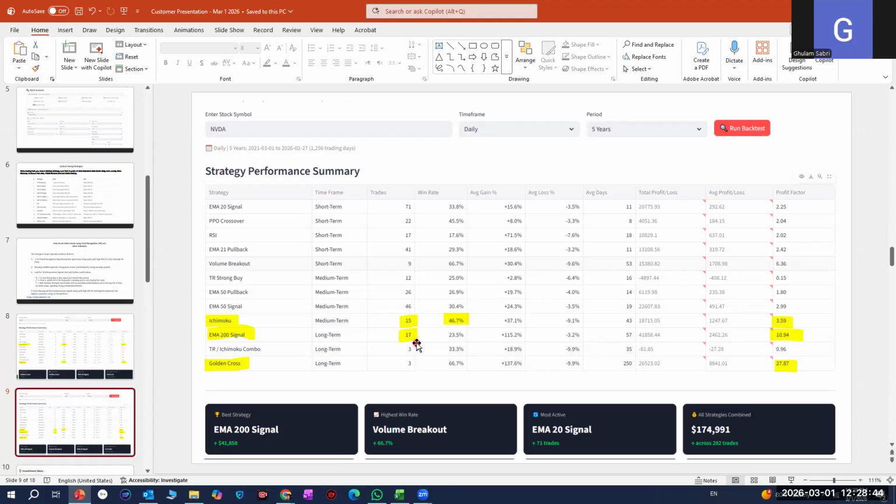It calculates, for example, that on each trade you invested $1,000 on this 200-day line signal. Golden cross is also a very good strategy, but it gives rare signals, very few signals during the period of the last 5 years. In the case of Nvidia, a 67% win rate and a 27.87 profit factor.